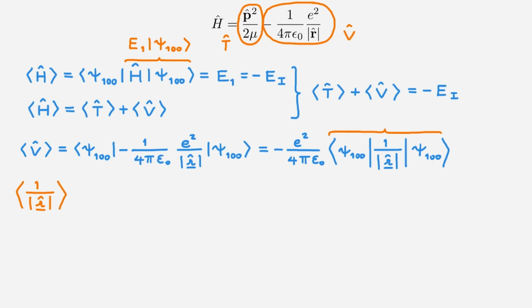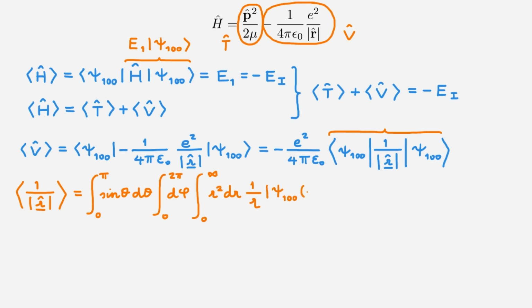Using the position representation as spherical coordinates, we can rewrite it as the angular integrals, the radial integral, and then the integrand is 1 over r times the absolute value squared of the ground state wave function. Now recall that the ground state wave function has no angular dependence, so we can directly evaluate the angular integrals, which give 4 pi. We can also combine these terms together to get the integrand of the radial integral.